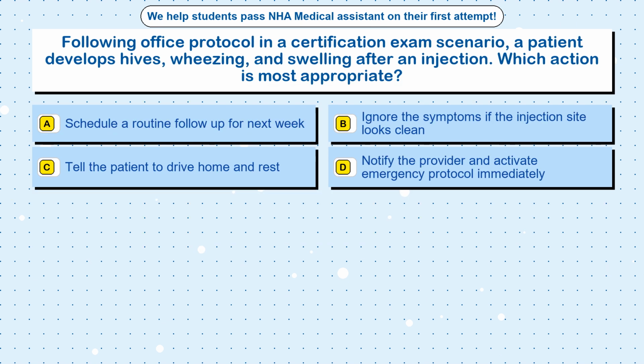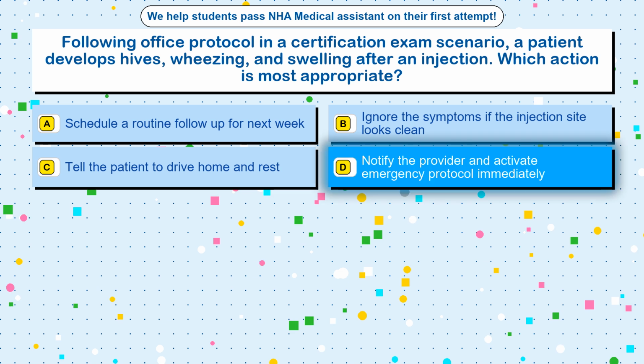Question 51. Following office protocol in a certification exam scenario, a patient develops hives, wheezing, and swelling after an injection. Which action is most appropriate? Option A. Schedule a routine follow-up for next week. Option B. Ignore the symptoms if the injection site looks clean. Option C. Tell the patient to drive home and rest. Option D. Notify the provider and activate emergency protocol immediately.